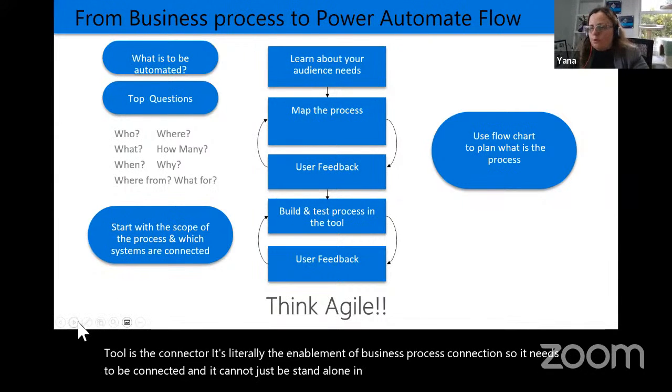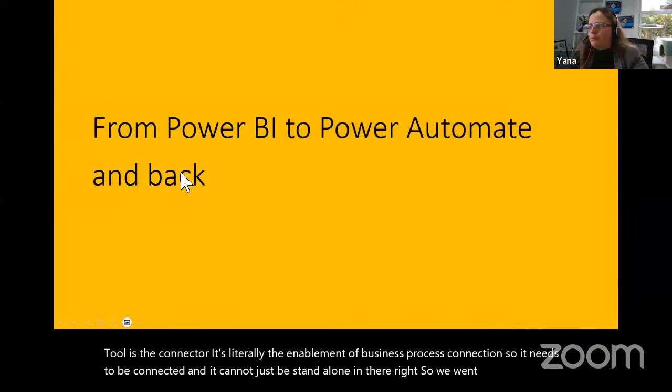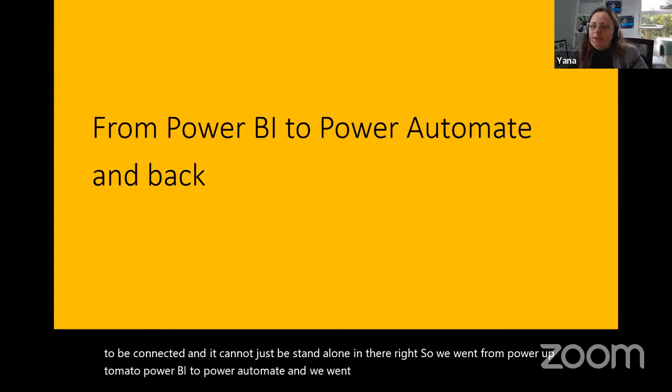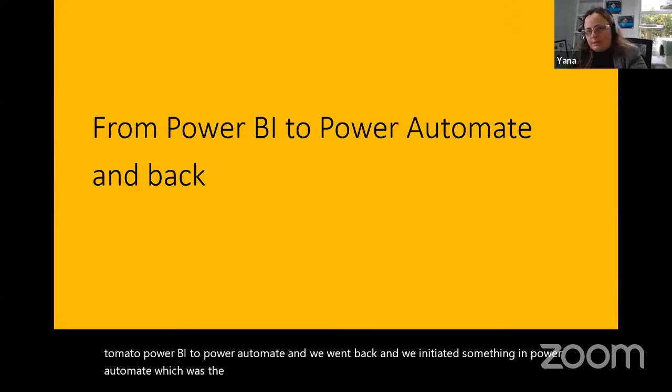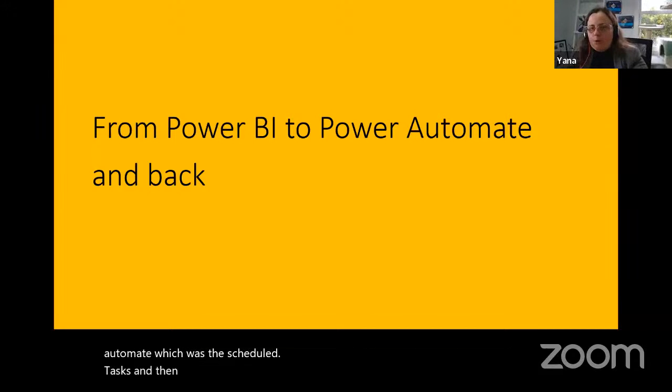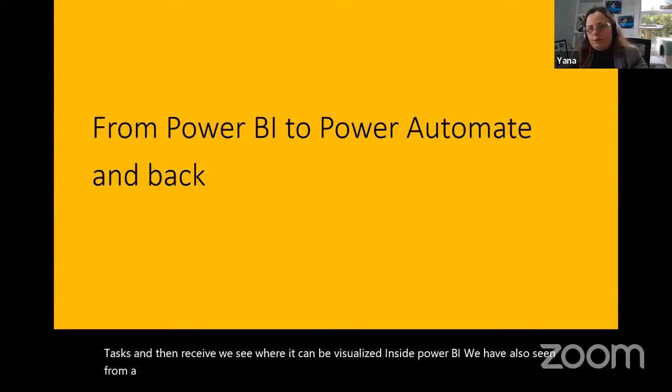Right, so we went from Power Automate to Power BI to Power Automate, and we went back. We initiated something in Power Automate, which was the scheduled tasks, and then we saw where it can be visualized inside Power BI. We have also seen from Power BI, when we are setting up an alert, how can we work with it in Power Automate?